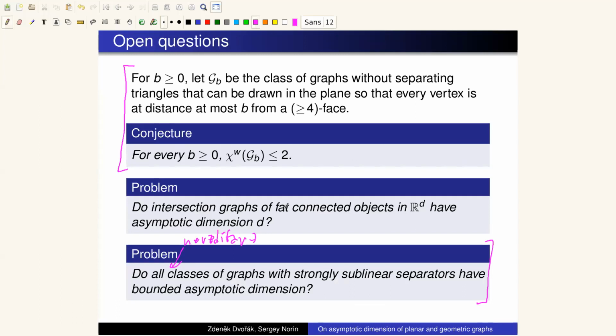And if that were the case, that would be quite nice, because things that don't have small separators are expanders, and we know that the bounded degree expanders have large asymptotic dimension. So that would be kind of an interesting duality going on.